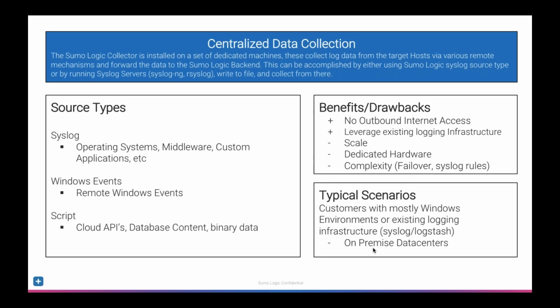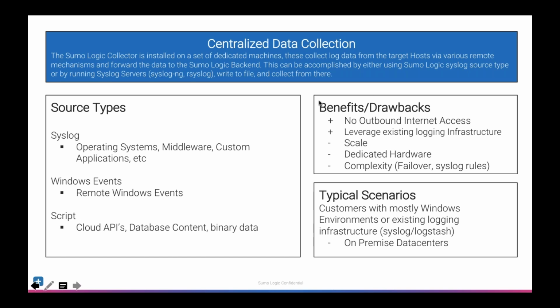Okay, what about centralized data collection? So remember, this is the case where you're using WMI or SSH to get the data to one central collector. What are the source types for that? Fairly similar: syslog stuff, operating system, middleware, custom apps, window events, so remote window events, and of course any scripting that you want to put together.